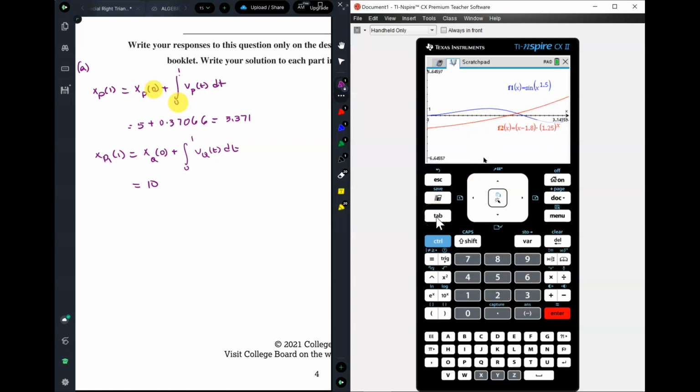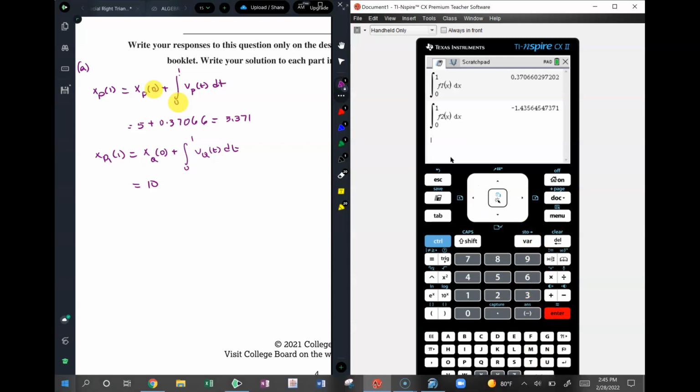So that's the second velocity. I'm going to go back to the home screen. I'm not going to retype everything over again. I'm going to go up, select that, press enter, and then edit and make it a 2.